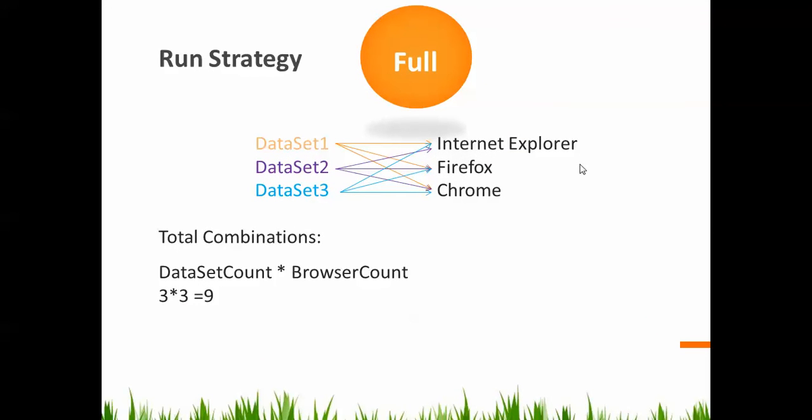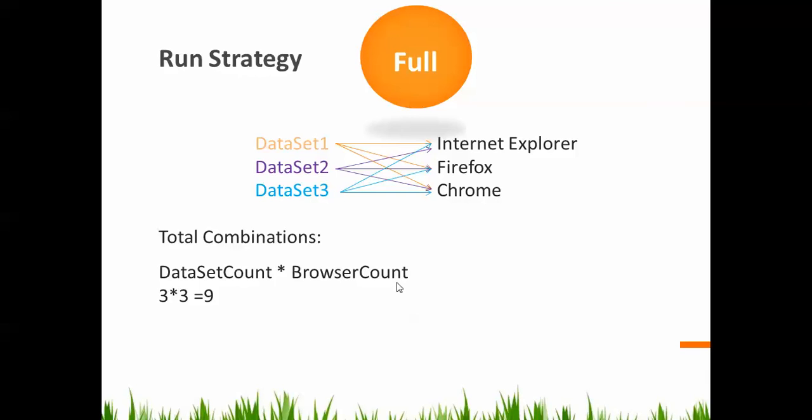In case of run strategy full, for example, if we have 3 data sets and we have 3 different types of browsers, then each data set will execute with each browser. That means the first data set will execute with the first, second and third browser, and the second also like that, and third also, with 3 different browsers. That means maximum possible combinations. How we can calculate the combination is dataset count into browser count.